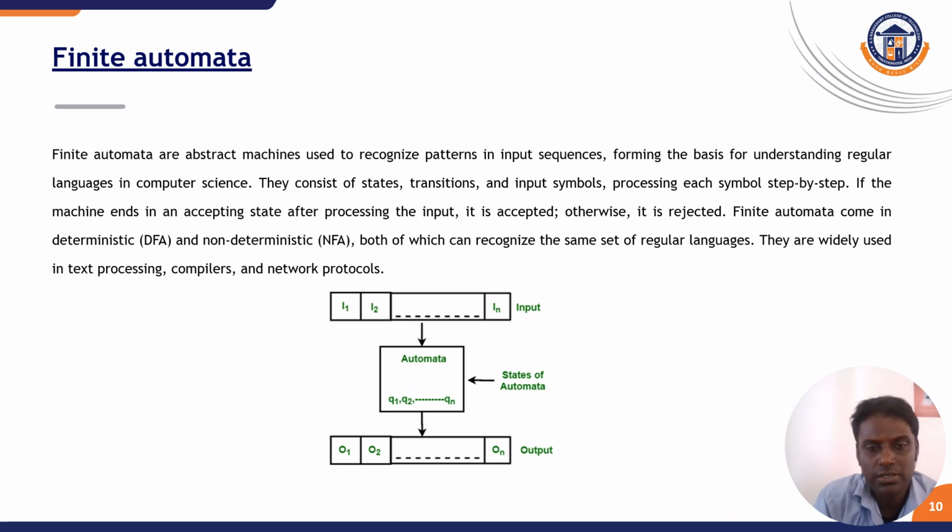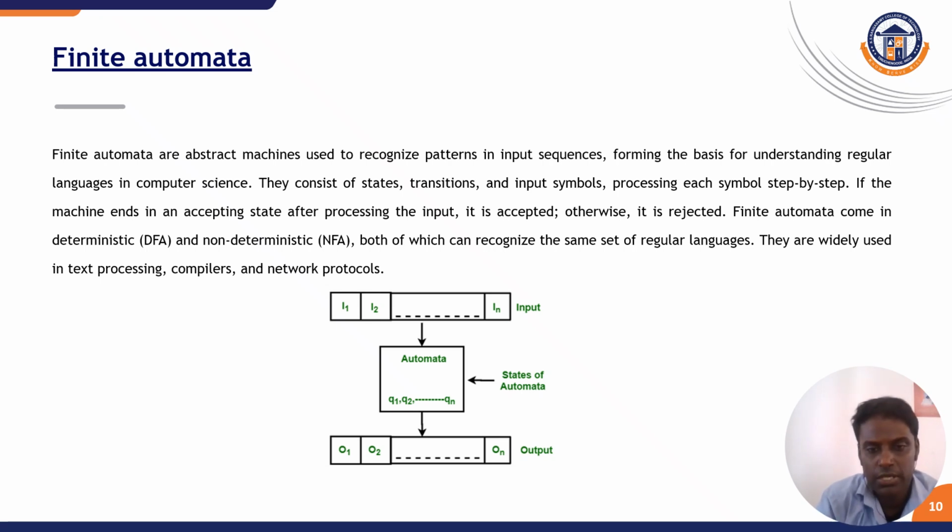If the machine ends in an accepting state after processing the input, then it is accepted, otherwise it is rejected. Finite automata come in two types: DFA and NFA. DFA stands for deterministic finite automata, and NFA stands for non-deterministic finite automata. As the name suggests, a deterministic machine ends with a finite number of states, whereas a non-deterministic one does not end in a finite number of steps. They are widely used in text processing, compiler design, and network protocols.